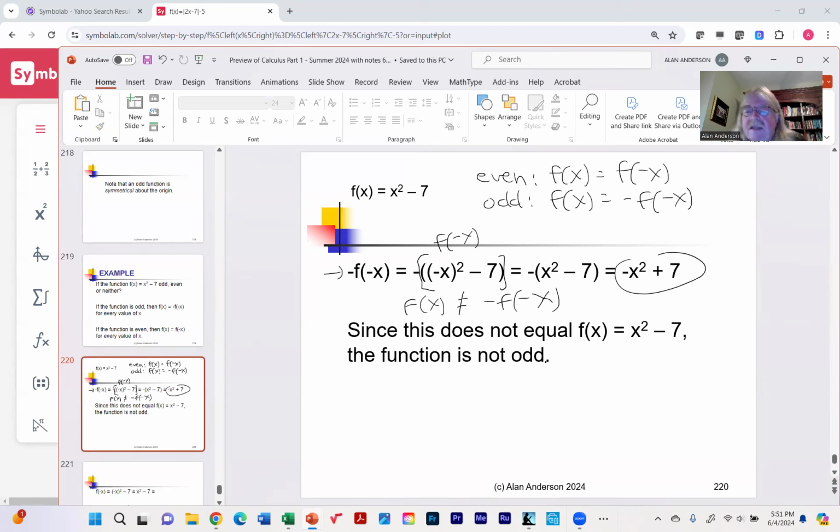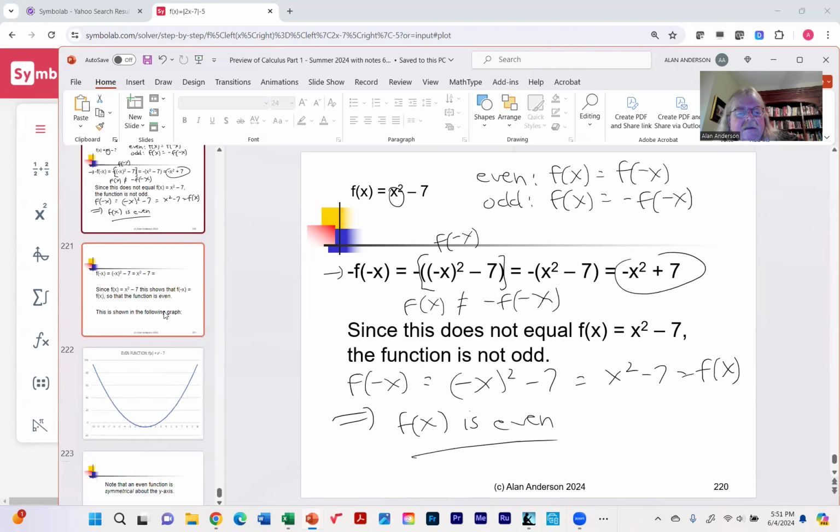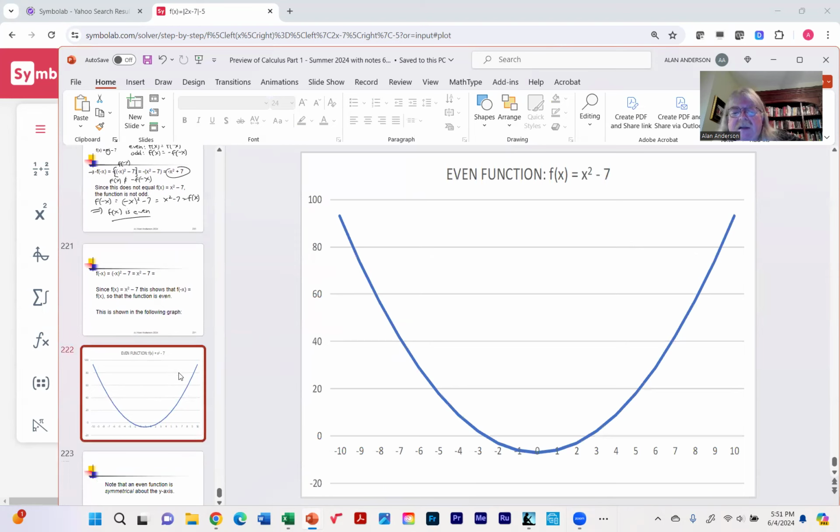But can we rule out it being even? So basically with f of negative x, you're just replacing all the x's with negative x, and you end up with x squared. Oh yeah, it's the same. And so therefore, the function is even. Okay. Wow. And of course, this is just a parabola.